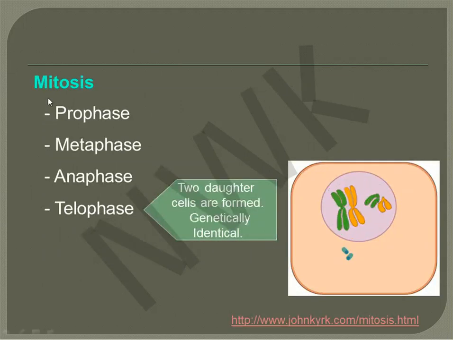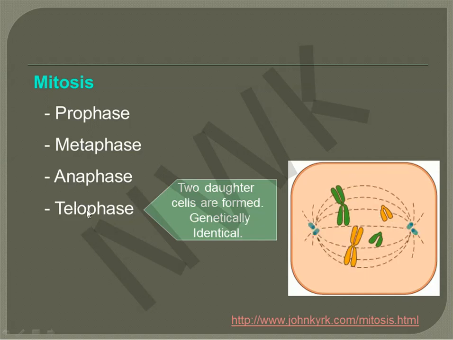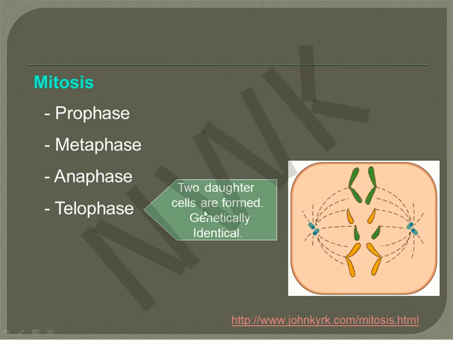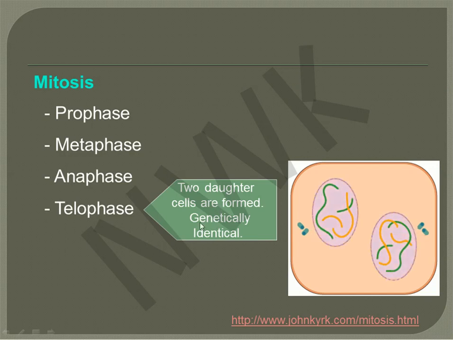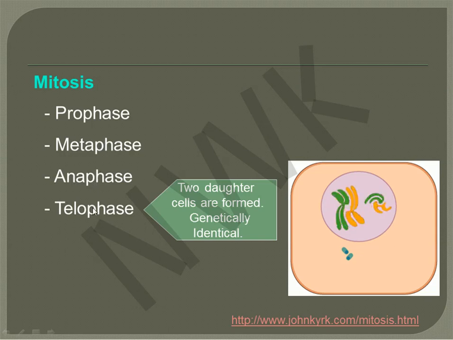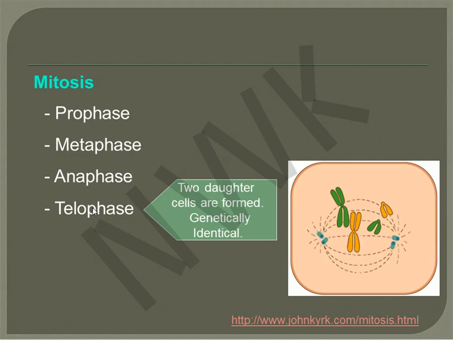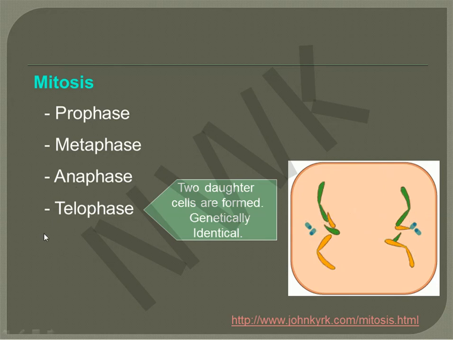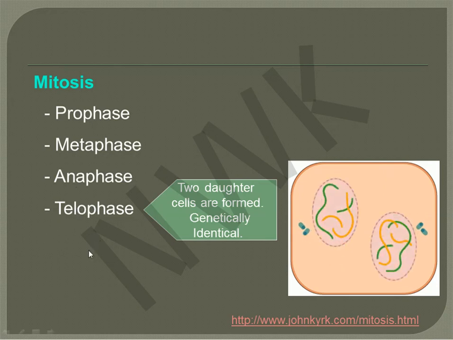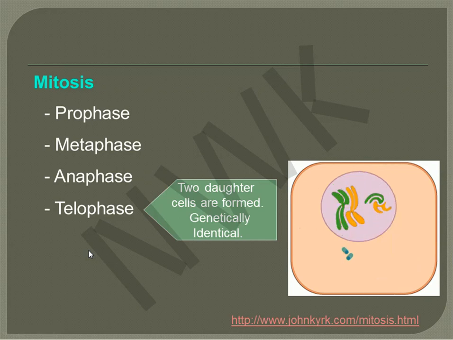Overall, mitosis is divided into 4 phases: prophase, metaphase, anaphase, and telophase. At the end of the process, at telophase, the two daughter cells are formed, and they are genetically identical to one another, and also genetically identical to the parent cell. Bear in mind that prophase, metaphase, anaphase, and telophase refer to the division of genetic material, the chromosomes only. They don't refer to the division of the cytoplasm. So at the end of telophase, it needs to undergo division of the cytoplasm, which is called cytokinesis.